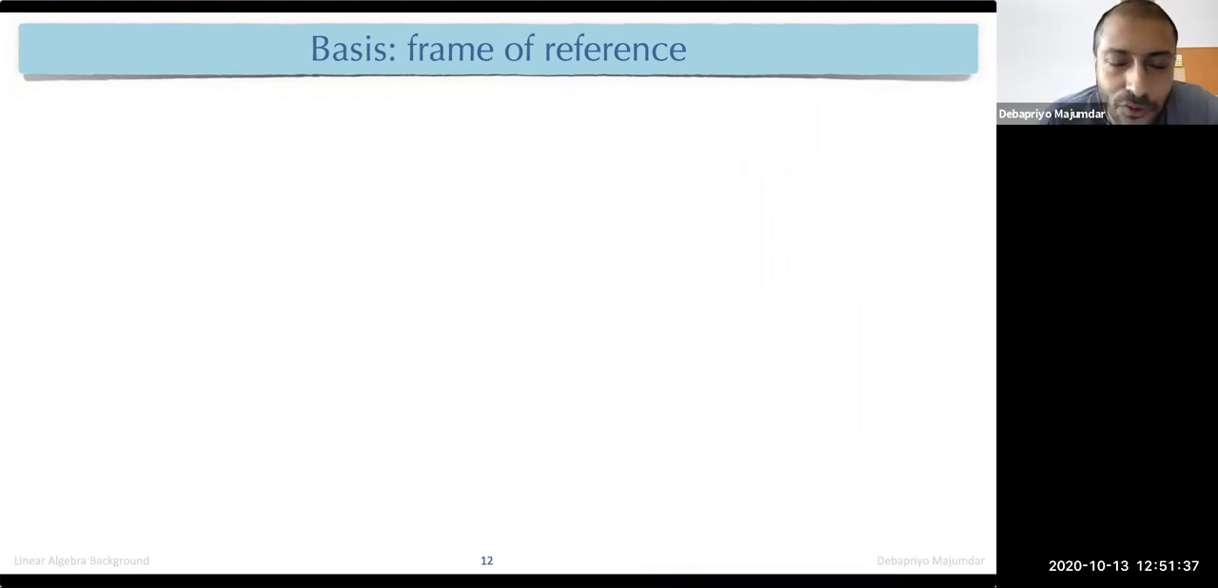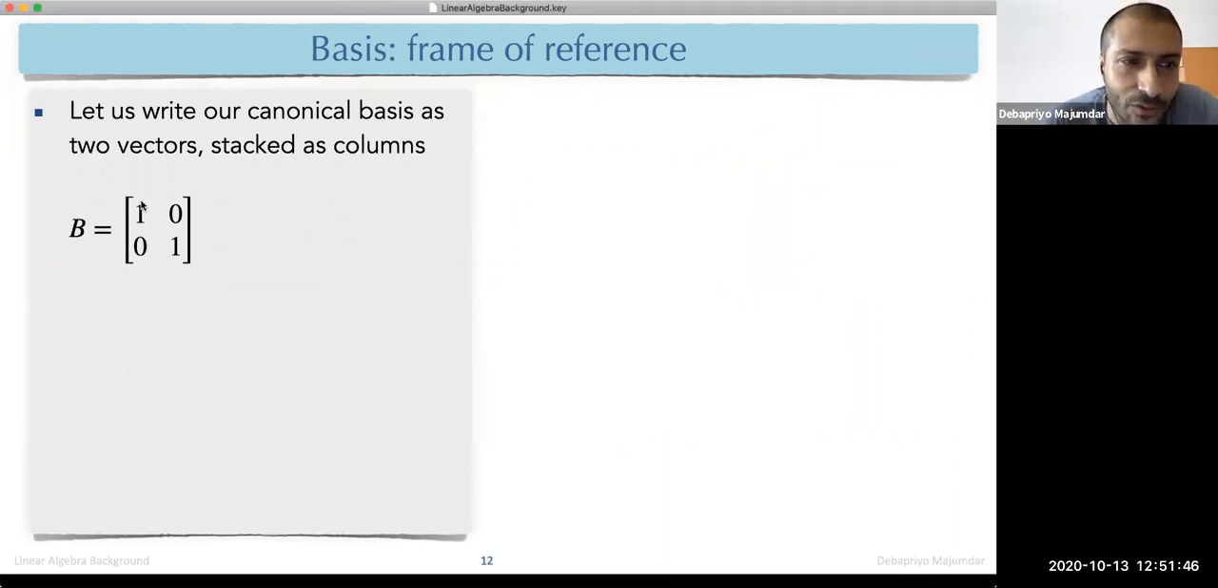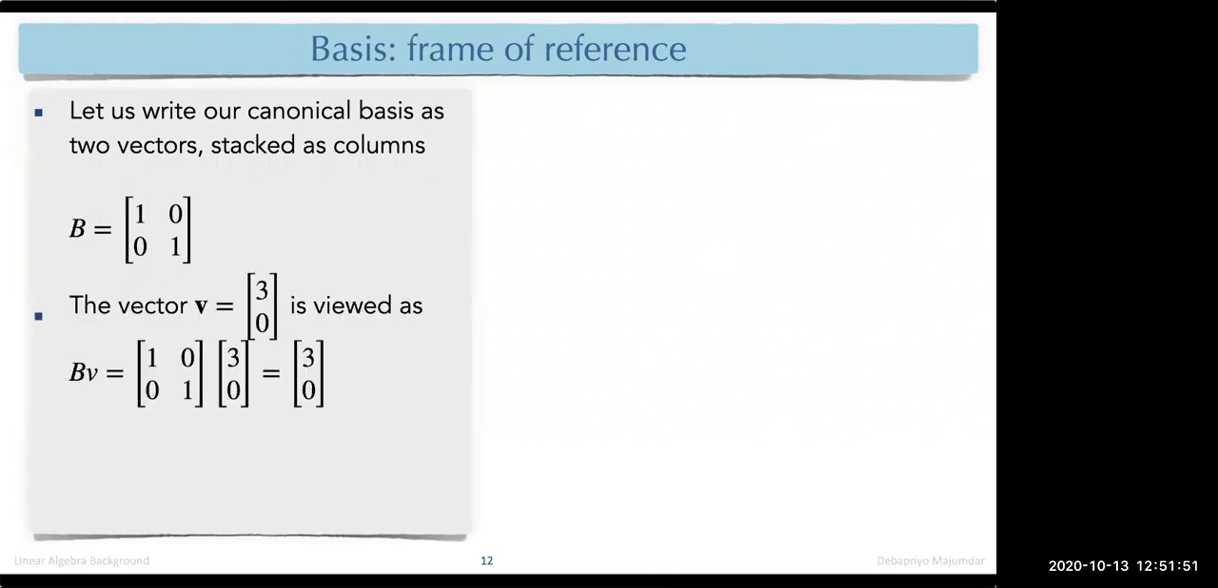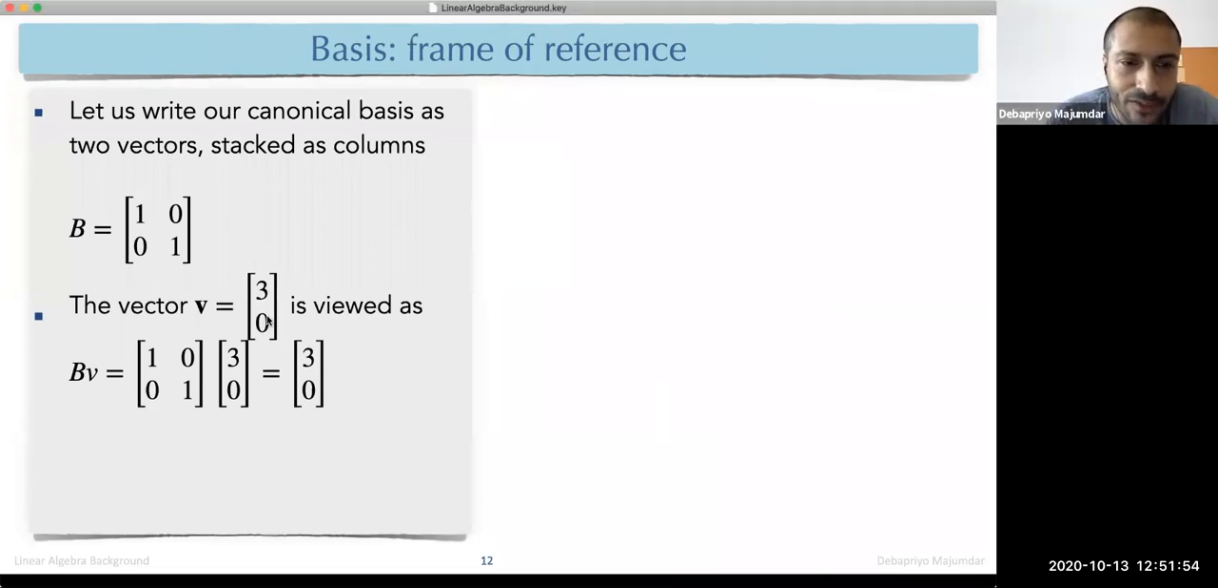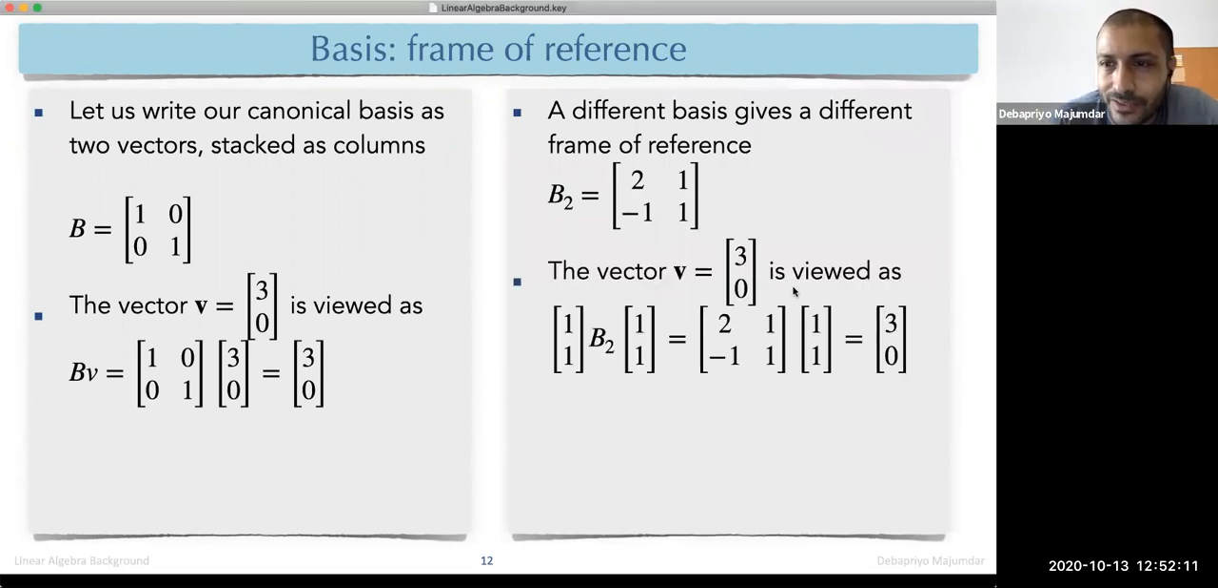So how do we actually make that effect? Let us write our canonical basis as two vectors stacked as columns, right? So our canonical basis is 1, 0 and 0, 1, the usual axes that we are used to, in this case 2-dimensional. And the vector 3, 0, the one we are interested in, is viewed as the basis times the vector. 3, 0 is our representation. If we take a different basis, right? So 2, -1 and 1, 1, then the vector 3, 0 can be viewed as, okay?